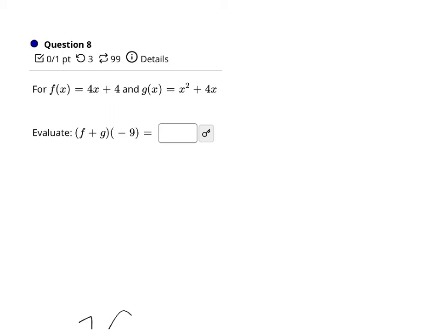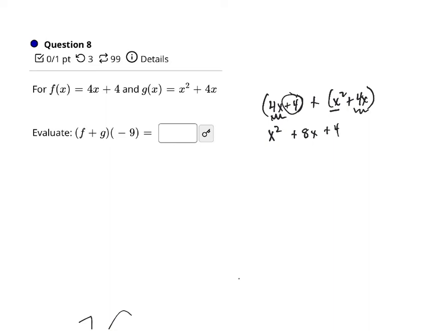This problem gives us f of x and g of x, and then it tells us to evaluate by adding the f of x and the g of x, and then replacing that x with a negative 9. So first thing we're going to do is add the functions f and g. So we have 4x plus 4 plus x squared plus 4x. So we're adding. We're going to start with the highest exponent, so that's x squared. That's the only one. Then we have a 4x and a 4x, so that's going to be plus 8x. And then our constant term is plus 4.